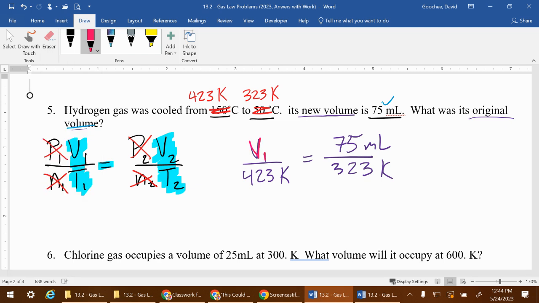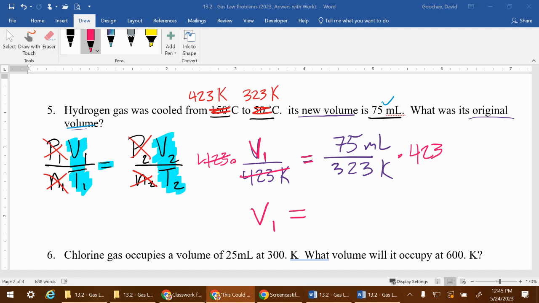Okay, we are trying to solve for this volume right here. And the way we do that is we get it by itself. It's being divided by 423, so we have to multiply by 423 on both sides. Cancels out over here. So the initial volume is equal to 75 divided by 323, and then times that whole thing by 423. I'm going to put that in my calculator right now.